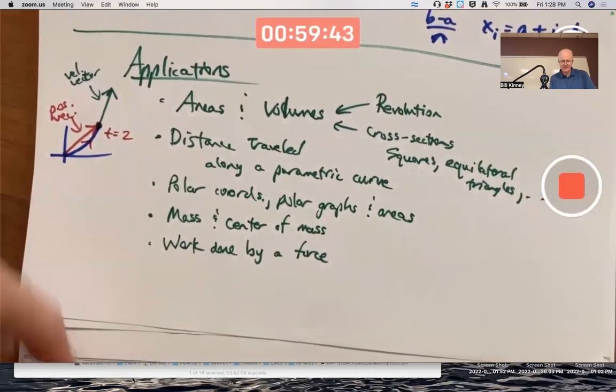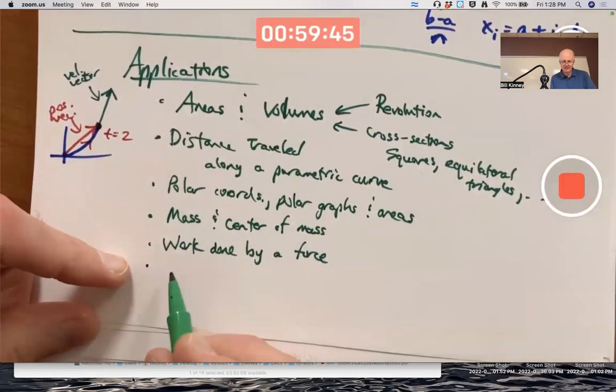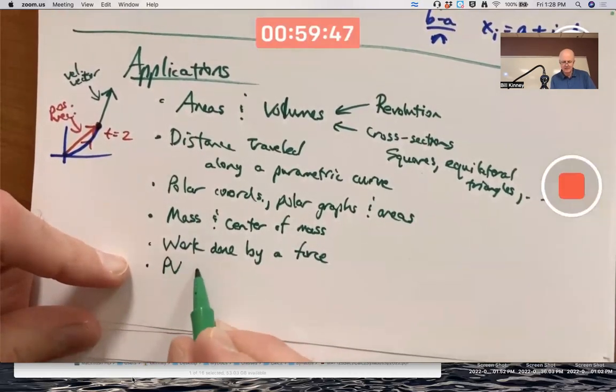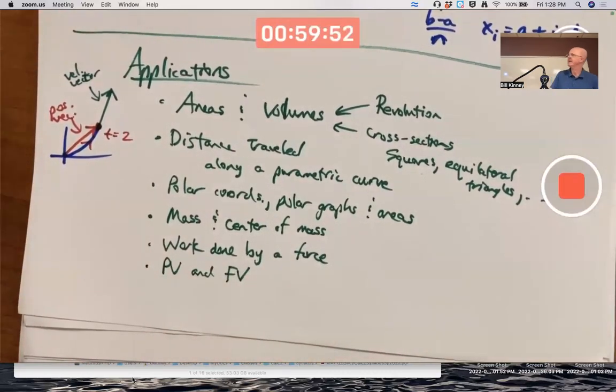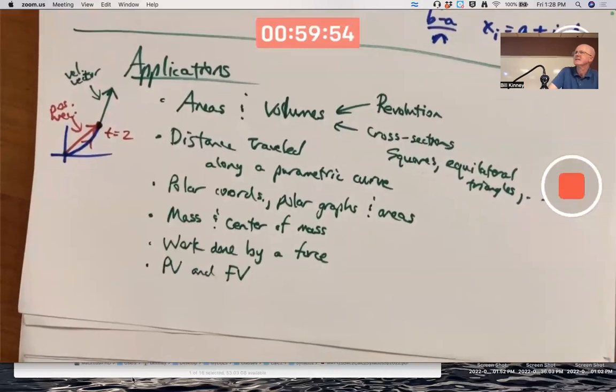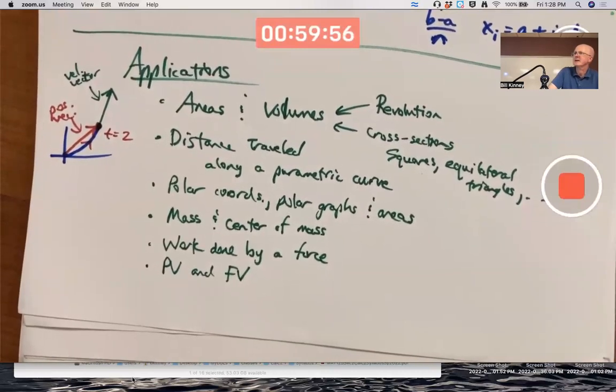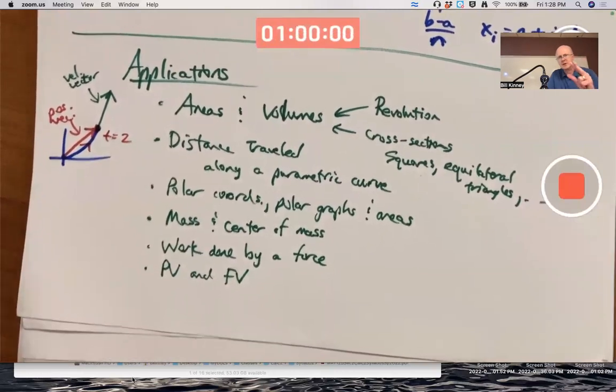There were also some finance applications here involving present value and future value. And I said that could have been on exam 2, but I don't think I tested you on it. Pretty sure I didn't test you on that. So I won't for your final either. But future classes I might for you.